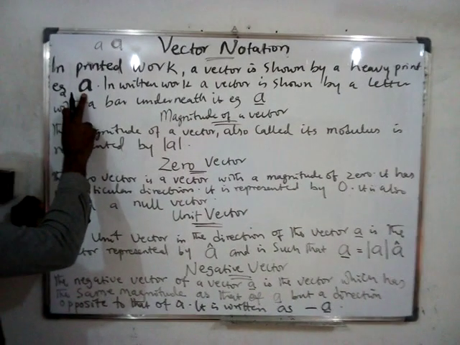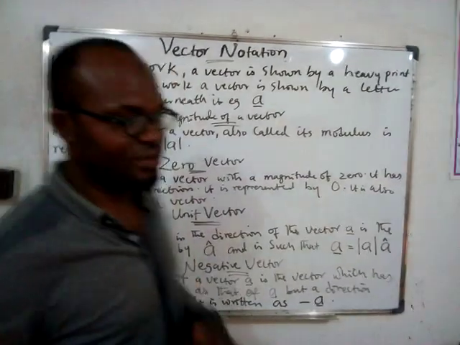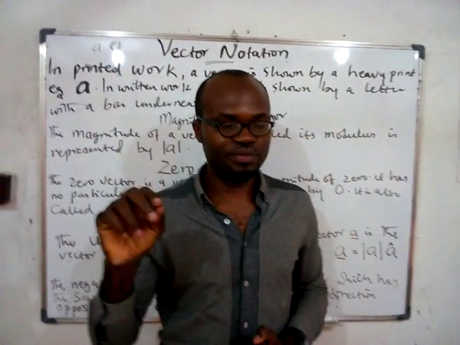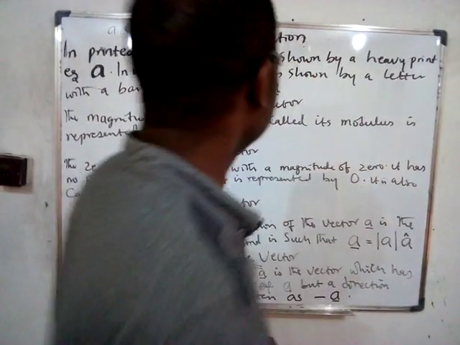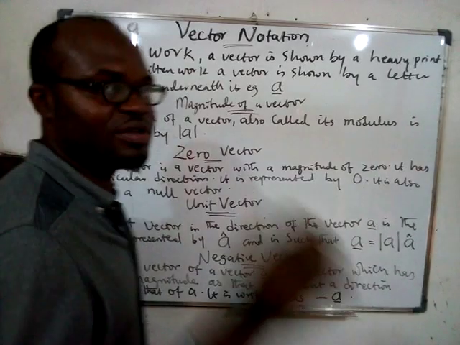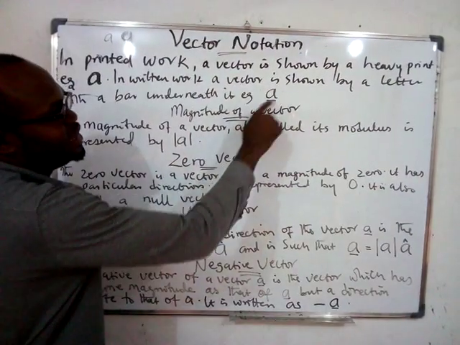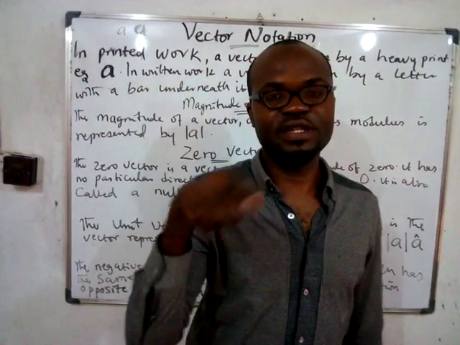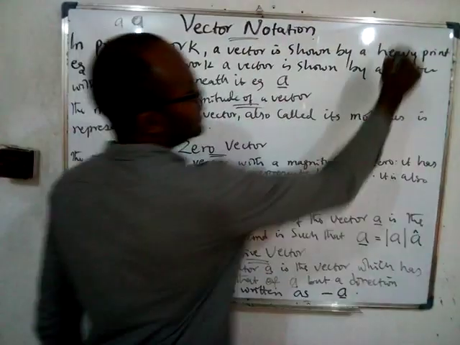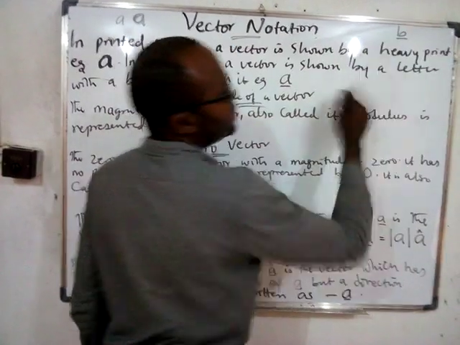You understand? But if you are writing, for you to be able to make a heavy print with your biro, it might be difficult. So to represent a vector when you're writing on your normal paper, you can just write A and put a bar underneath it. If you want to represent the vector B, you can simply write B with a bar, this is a vector.